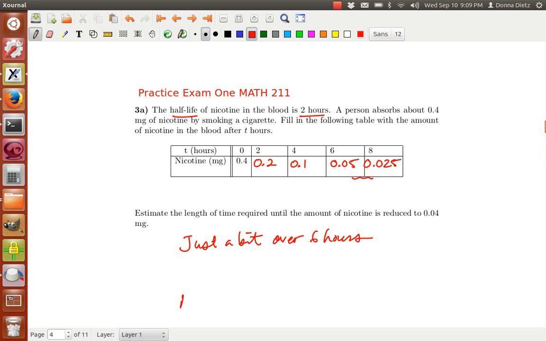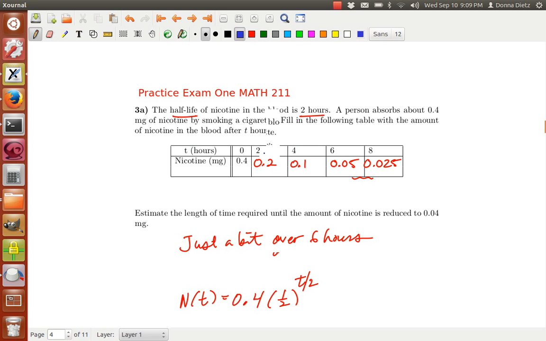So nicotine at time t: well, we started out with 0.4 milligrams, and then there's the half-life, so the multiplier is a half, to the power t divided by 2, because 2 is the natural time step in this problem.